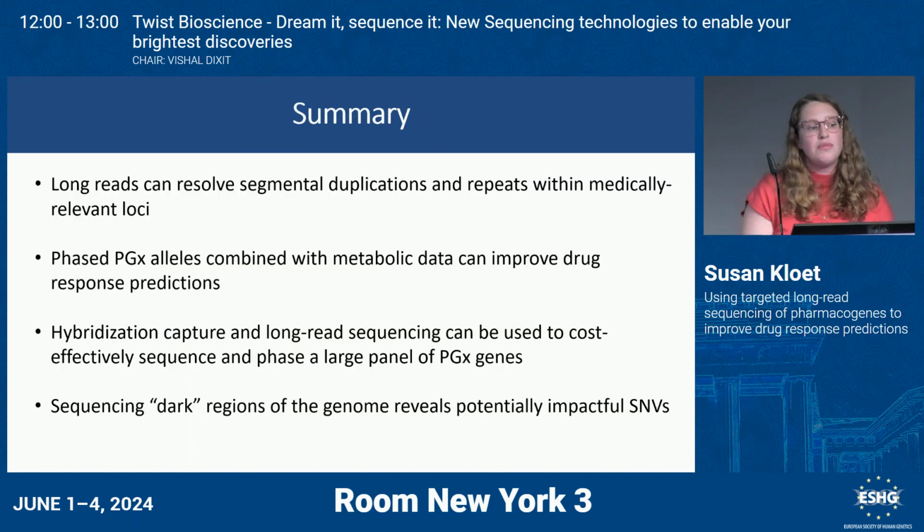So I'd like to briefly summarize. So I showed you today that long reads can be useful to resolve segmental duplications and repeats within medically relevant loci. That if we use these phased pharmacogenomic alleles, and in this case CYP2D6, we combine that with metabolic data, we can improve drug response predictions. We developed a hybridization capture workflow together with Twist and PacBio that can be used to cost-effectively sequence and phase a large panel of pharmacogenomic loci. And if we sequence these dark regions of the genome, we can reveal many new potentially impactful SNVs.